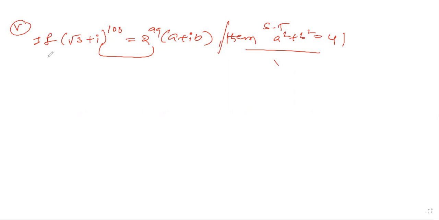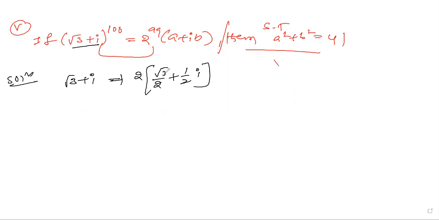Solution. How am I going to do the solution? What do I have to take first of all? What's the value of root 3 plus i? I am multiplying and dividing by 2. What am I going to get inside? Root 3 by 2 plus 1 by 2 into i. Can I write like this?